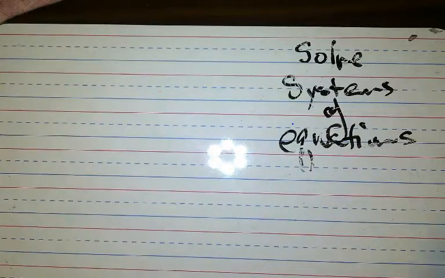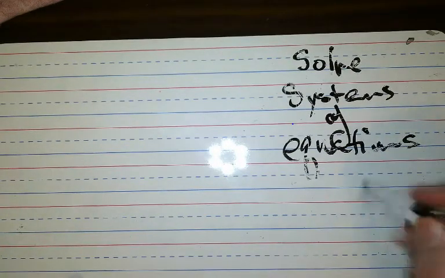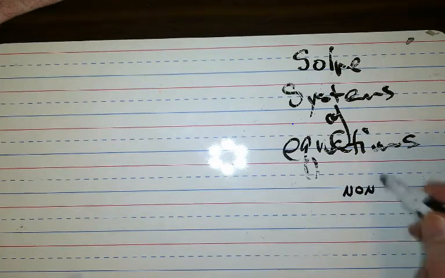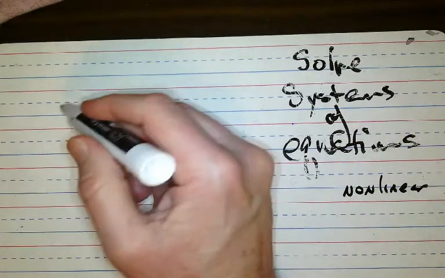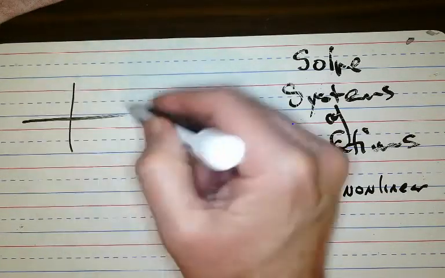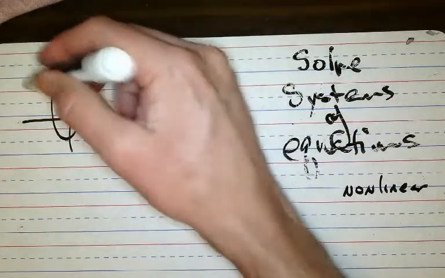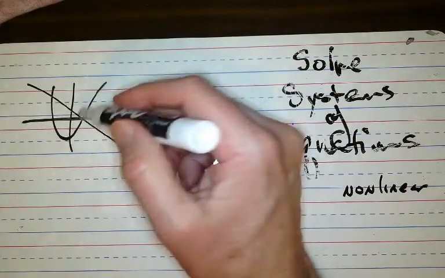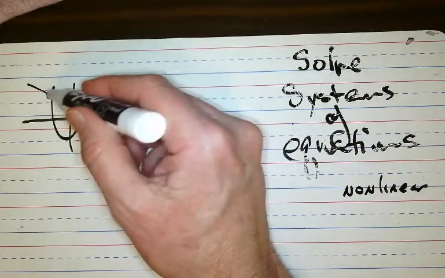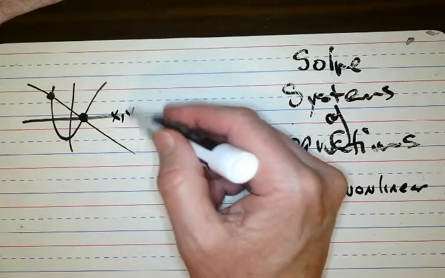Hey, today we're solving systems of equations, yay! But now they're not nonlinear. What does that mean, huh? They're not necessarily straight lines. So, what could happen? We could have a parabola that gets crossed by a line, and there are two answers. You have to find them both.